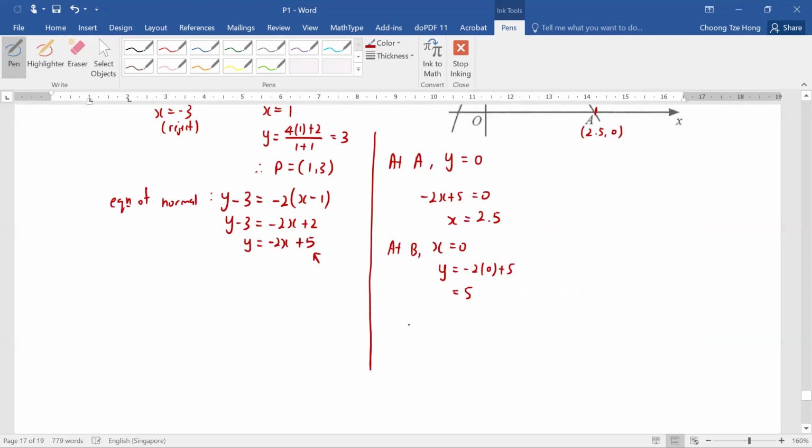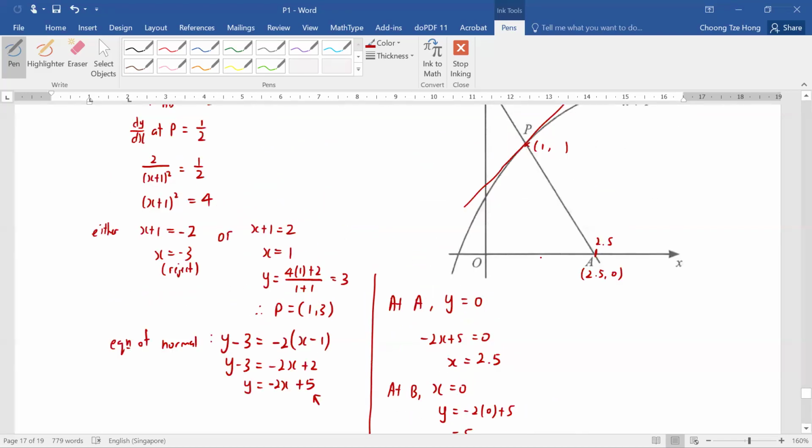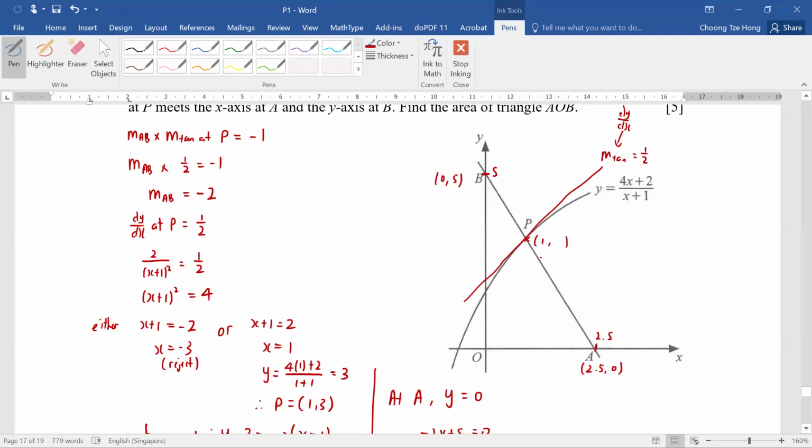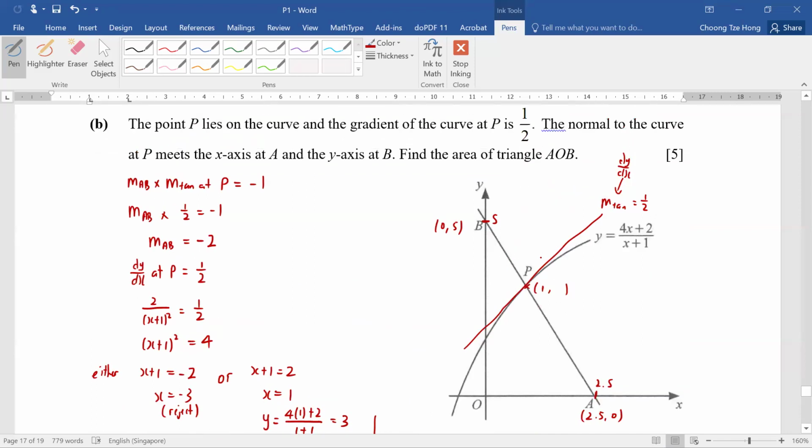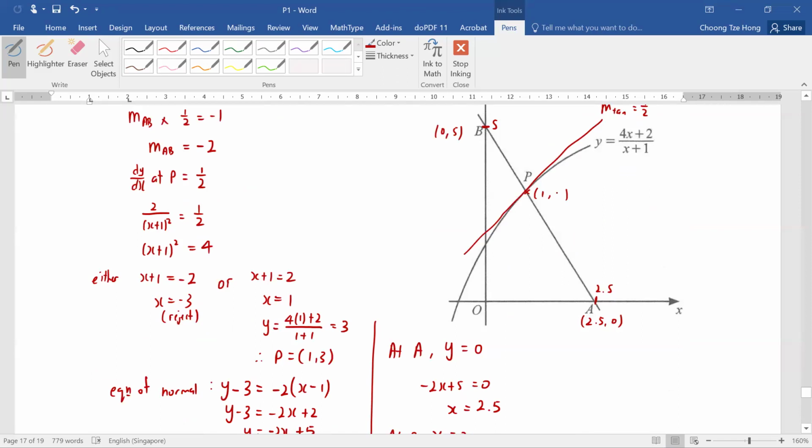So area of triangle AOB will be half times the base, 2.5, times the height, 5. Right, so this will give us 6.25 units squared. Right, so overall, still not too difficult of a question. So actually, a good question regarding tangents and normals. Okay, so you should be able to solve it if you know the concept well. Okay, this one is (1, 3).